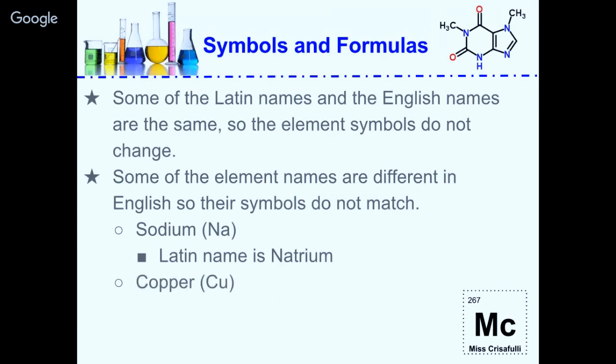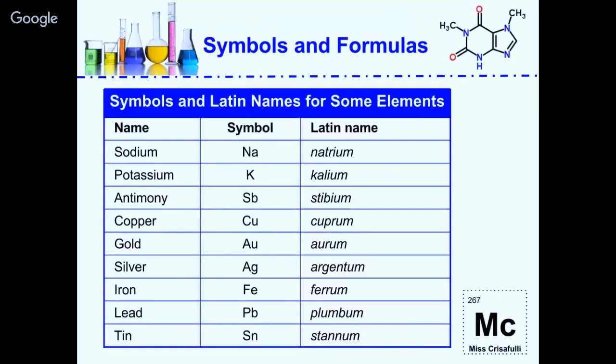Copper is the same way. If you were to look at the Latin name of copper, it is cuprum, and cuprum begins with Cu, and so that's why copper's element symbol is Cu. There is a bunch that don't match up the Latin names with the English names, so their symbols do not look like the names that we are used to: sodium, potassium, antimony, copper, gold, silver, iron, lead, and tin. Those are all of the English names that did not translate over from their Latin names very well.